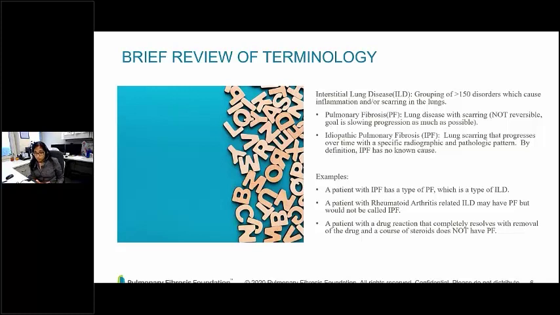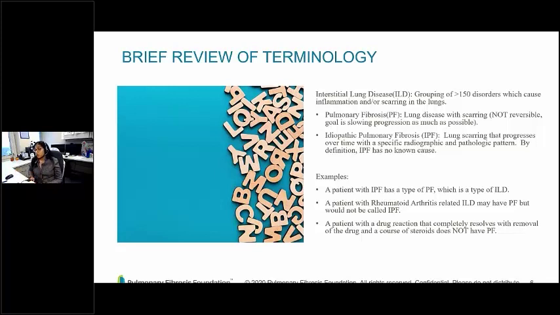Scarring is not reversible, and specifically another diagnosis is idiopathic pulmonary fibrosis, which is a type of lung scarring that progresses over time and has a specific radiographic and pathologic pattern, and by definition has no cause. So someone with IPF has a type of pulmonary fibrosis, which is a type of interstitial lung disease.